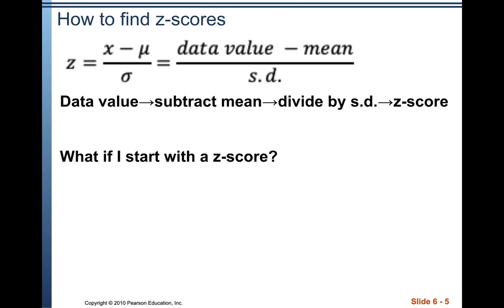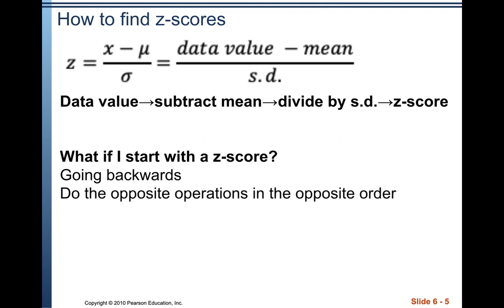The question is, what if I want to go backwards? What if I start out with a z-score, but I want to figure out what value yields that z-score? Well, in math, we know that if we want to go backwards, we have to not only do the opposite operations, but we do them in the opposite order. So going backwards in math means do the opposite operations in the opposite order.